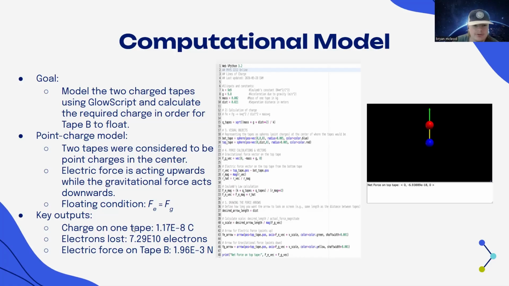Key outputs: the charge on the tape is equal to 1.17 e to the negative 8 coulombs. The excess electrons are 7.29 e to the 10 electrons. The electrical force on tape B is 1.96 e to the negative 3 newtons.